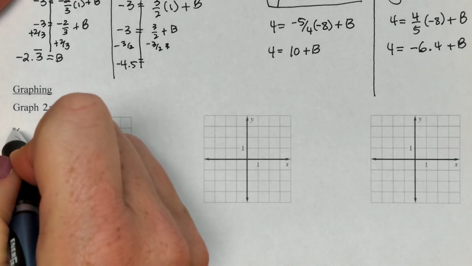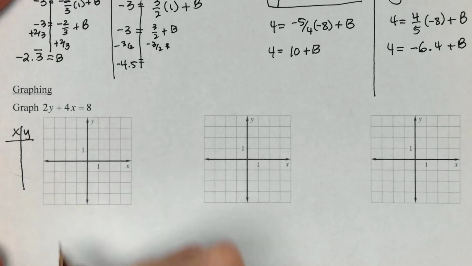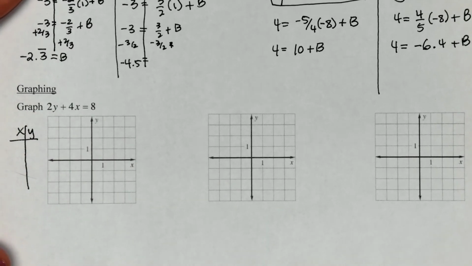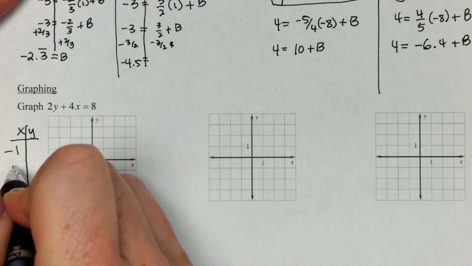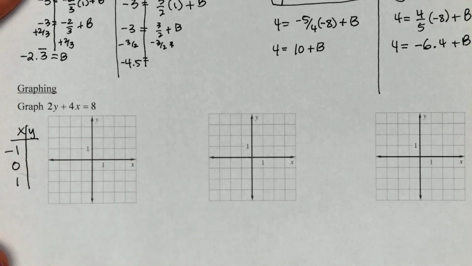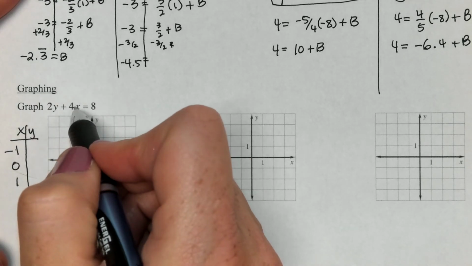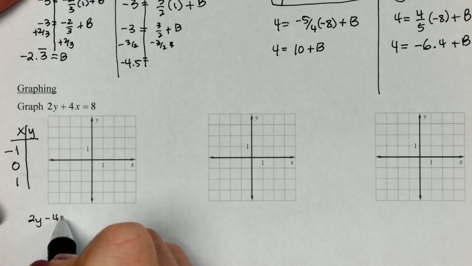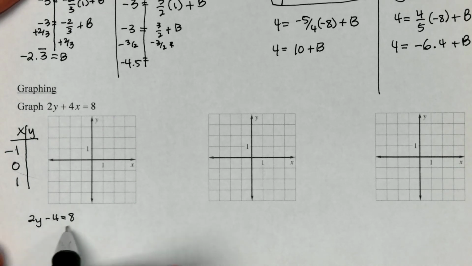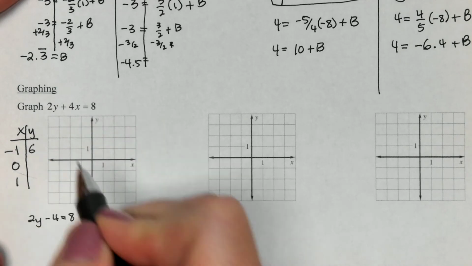So for this one, I'm just going to pick an XY chart, which is very typical of your mathematical education so far. You like to make XY charts. And I would pick a negative number, always pick 0, and then pick a positive. So those are usually the 3 I pick. I'm going to plug a negative 1 in here. That would give me negative 4. And just solving for y, I'd add 4 over, get 12, divide by 2, I'd have 6.